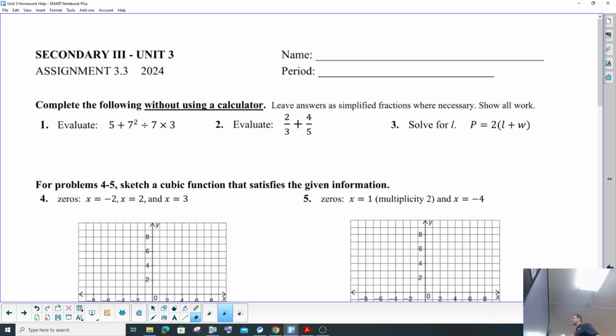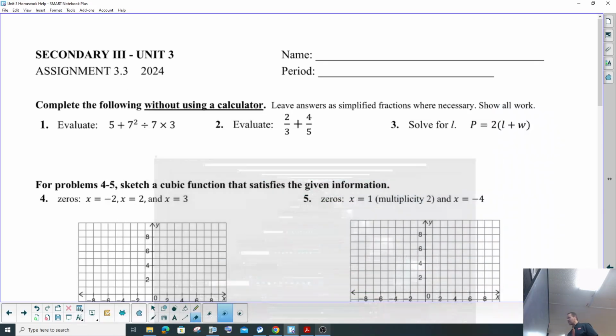Yeah. So we're working on 3.3 right now. 3.3. So that's me. There we go. Make sure we're still recording. Okay, good. Okay, so don't forget PEMDAS. Still, ACTs are coming up.